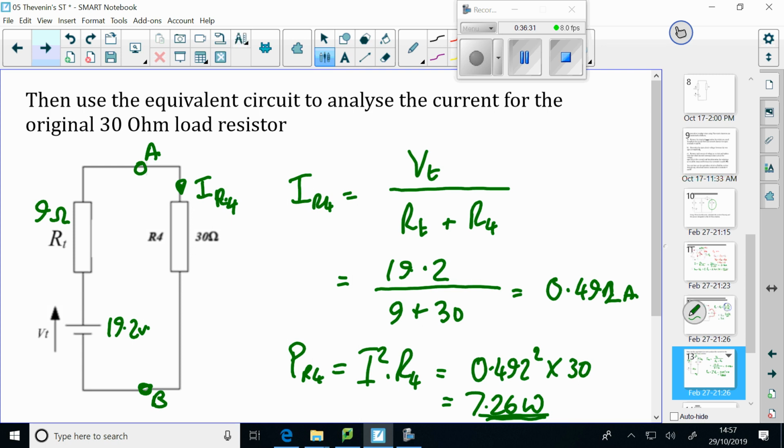Okay, so are you all reasonably happy with that? So if you follow that procedure, take the load resistor out, calculate the open terminal voltage, take the source out and replace it with its ideal internal resistance. So for a voltage source, that's a short circuit. You end up then with the equivalent circuit that is just one voltage source, Thevenin's, in series with two resistors, Thevenin's and the load, and you can use that to calculate the current.